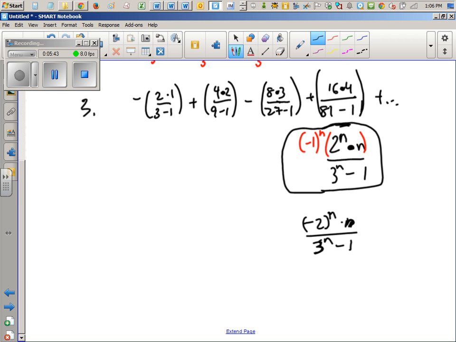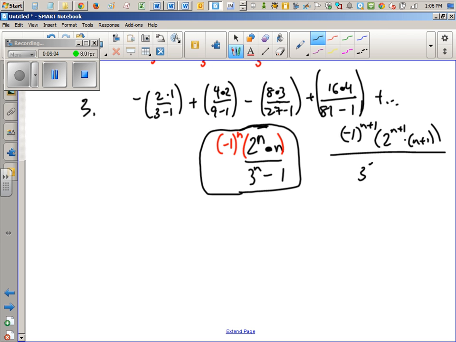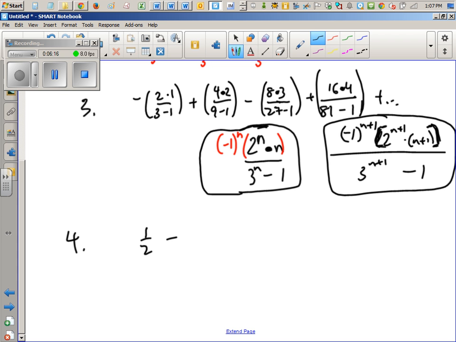Okay. Well, in any case, your next term is going to be just this with plus 1 inserted after each n, right? So here's your next term. It's negative 1 to the n plus 1. It's 2 to the n plus 1. It's times n plus 1. And it's all over 3 to the n plus 1, take away 1. That's the next term. Okay? And then the last problem for warm-up was 1/2 minus 3/4 plus 5/6 minus 7/8.